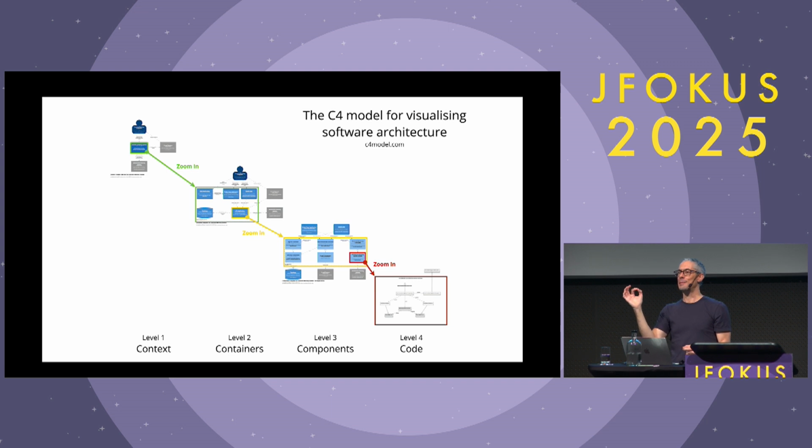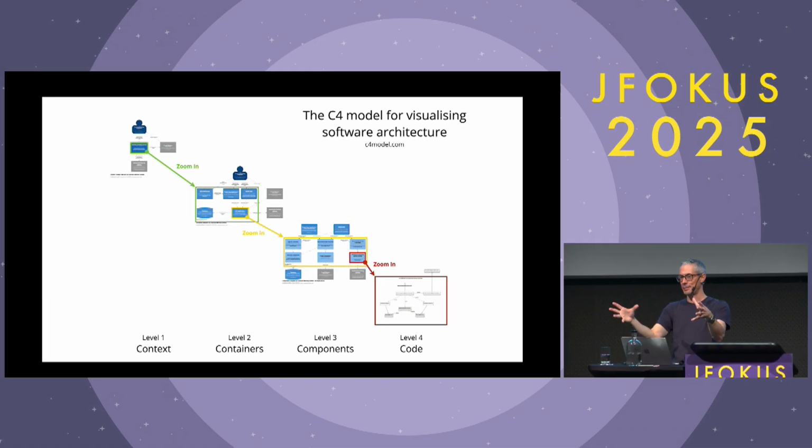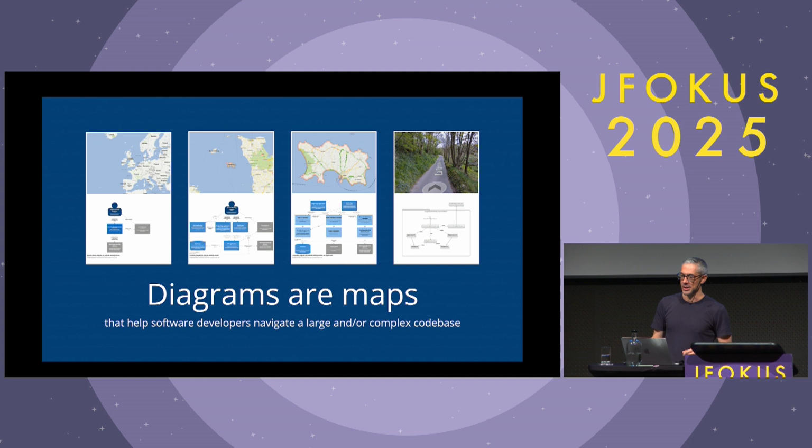We then do the Google Maps pinch to zoom on the software system box, and we open that up, we show the containers inside it. We choose a container, zoom in, show components, choose a component, zoom in, show code. So the concept here is diagrams as maps.